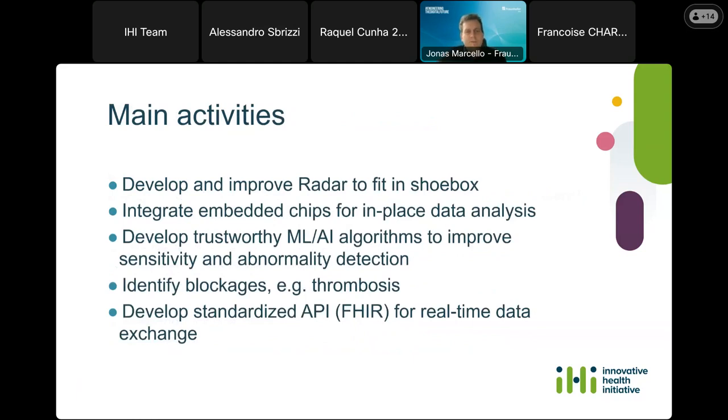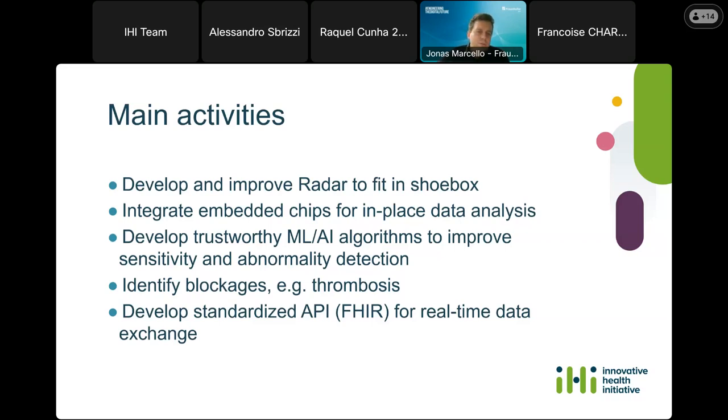So, as I said, we want to develop or further improve the radar. The prototype already exists; we want to make it workable as a shoebox-sized device that you can place under the bed of the patients. And we want to have embedded technology there so that all data processing happens on the device itself and not in the cloud somewhere. And we need to develop and further improve ML and AI models. There's a lot of development here to get the signal-to-noise ratio better so that patients can move freely in the bed and the ECG will be automatically detected. Furthermore, we also want to detect situations like thrombosis and so on.